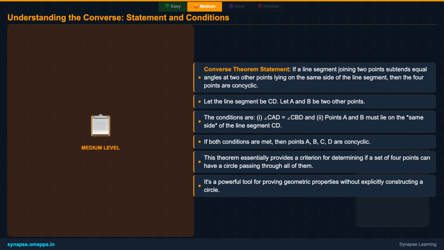It's crucial to remember both conditions. The angles must be equal, and the points subtending them must be on the same side of the segment. If these 2 conditions are met, then you can confidently conclude that a single circle passes through all 4 points. This provides a clear, logical way to establish concyclicity, which is incredibly useful in various geometry problems.